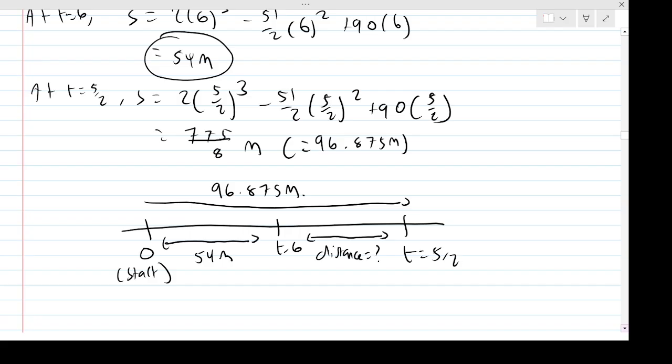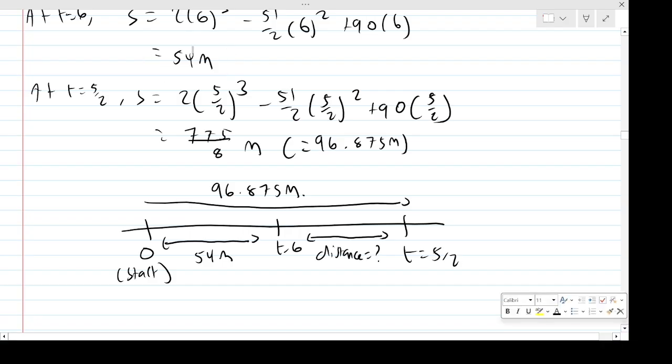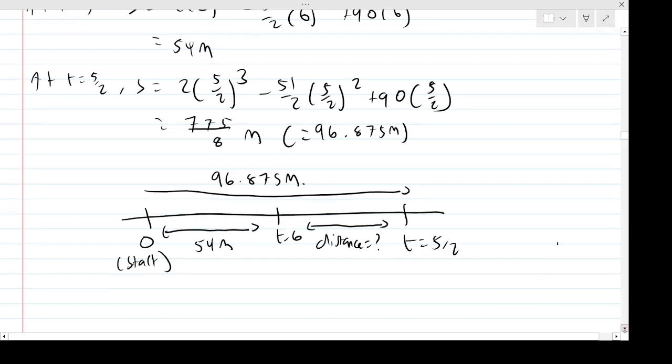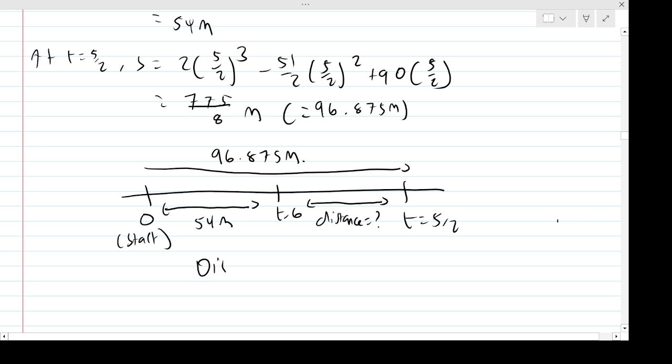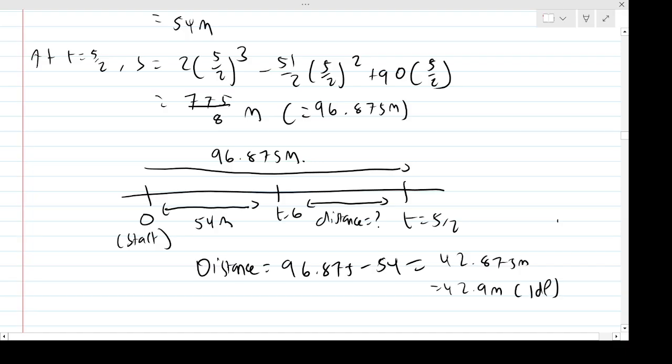Well, how are we going to work that out? Well, now that I've drawn this little diagram here, just plot in the distances at the 2 points from the starting point. Hopefully you can envision how we can get the distance. So the distance is then going to be 96.875 take away 54. And so if I do that, I get 42.875 meters, or 42.9 meters to 1 decimal place. And so that's my distance there.